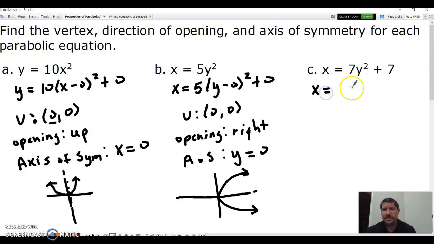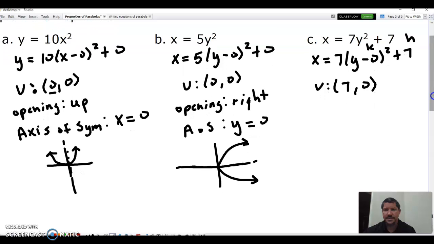So for this one, x equals 7, y minus 0 squared plus 7. Okay, so remember, now I have a number here. This is h and that's k. So my vertex is 7, 0 in this instance. Opening is like the last one, it's right. And my axis of symmetry looks at the y value because it's opening right, so it's y equals 0.